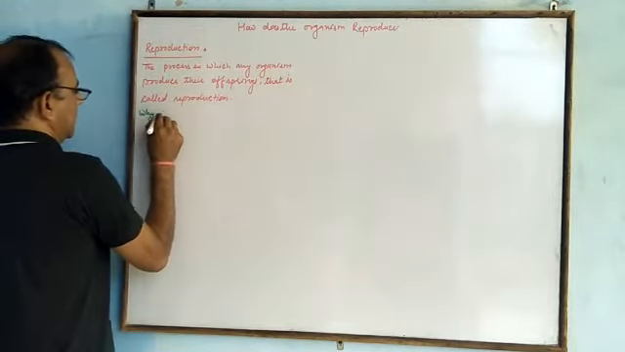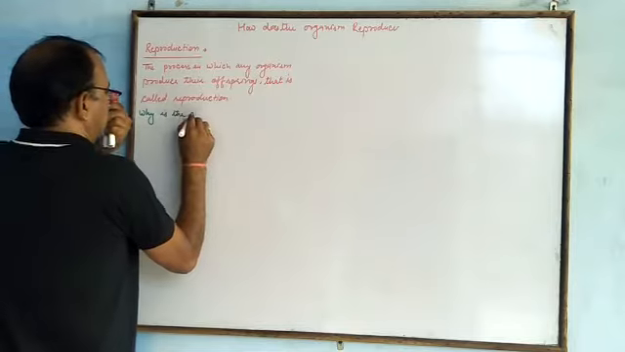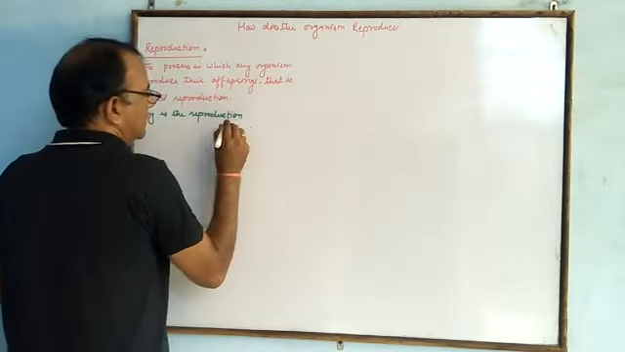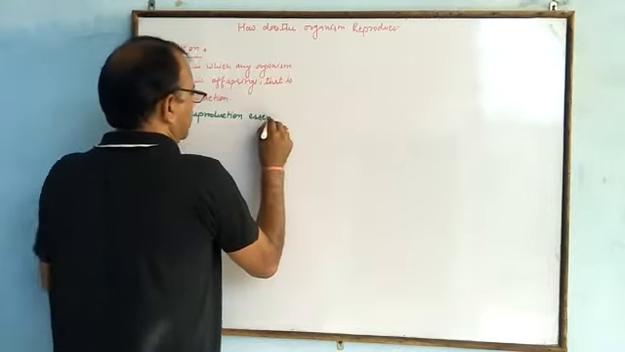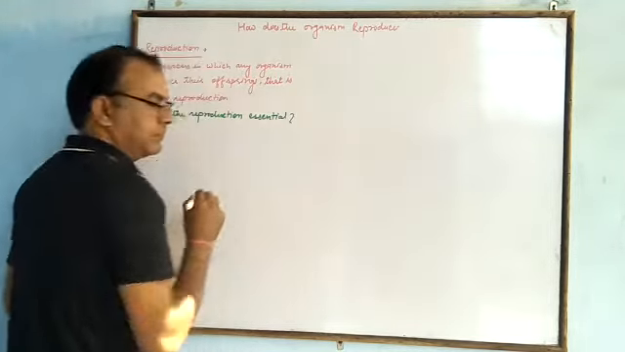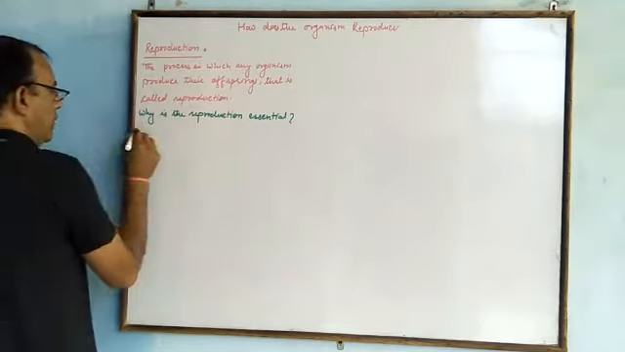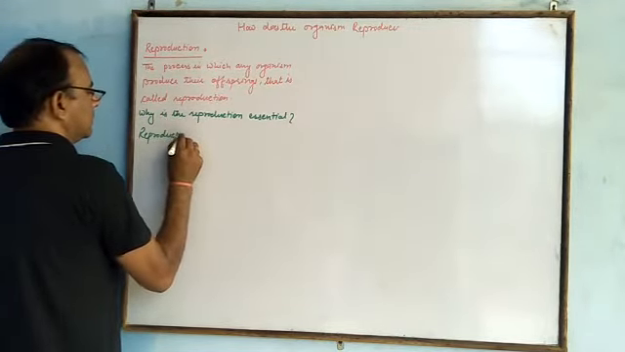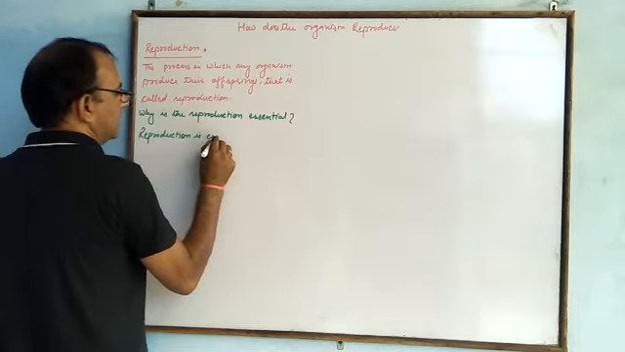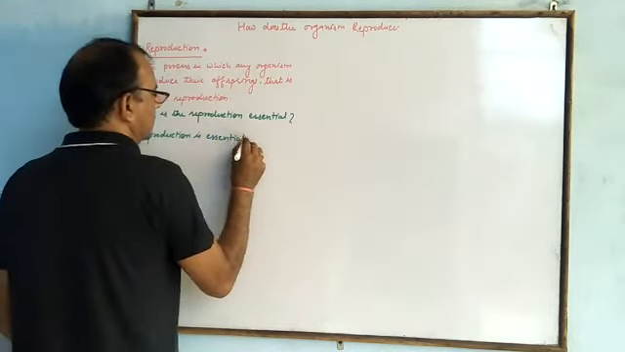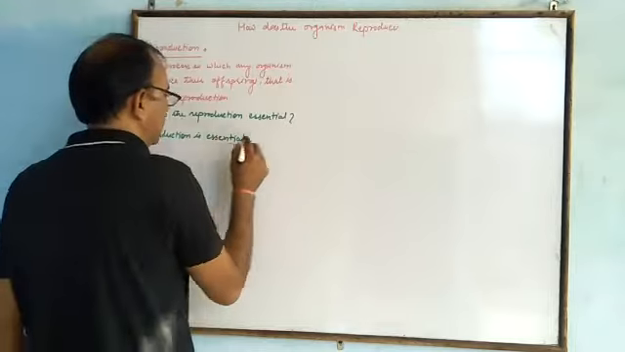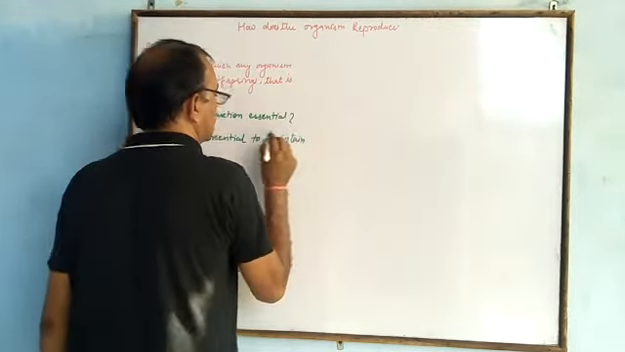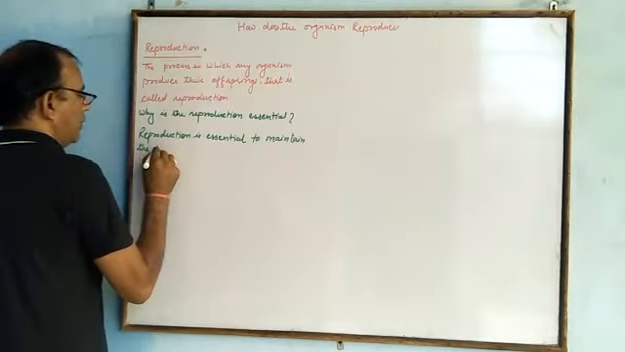Why is the reproduction essential? Reproduction is essential to maintain the continuity of life.